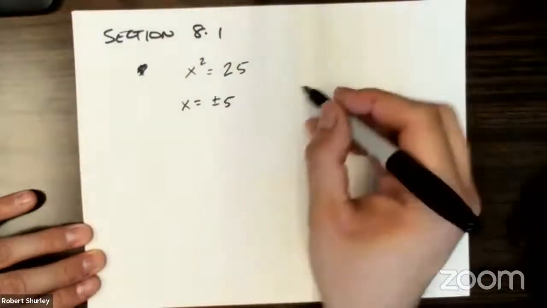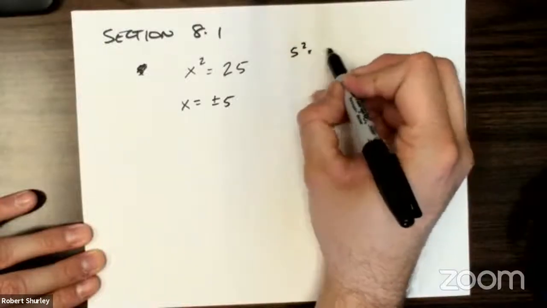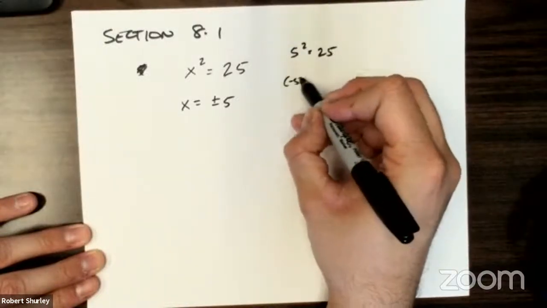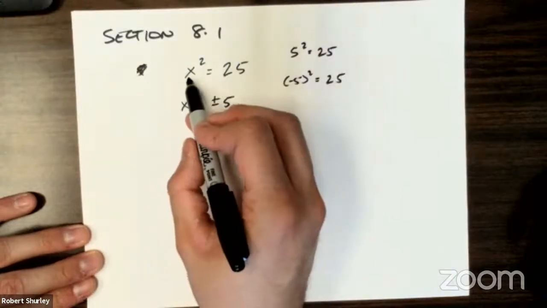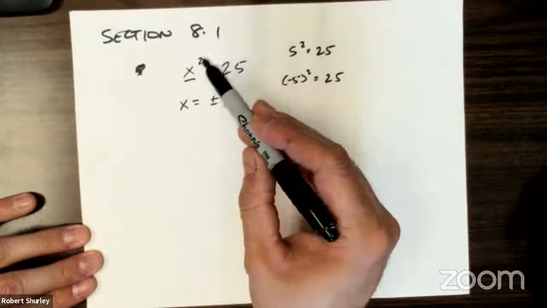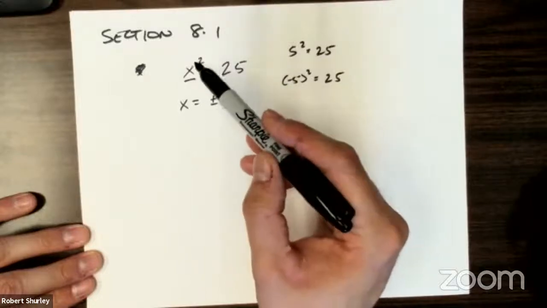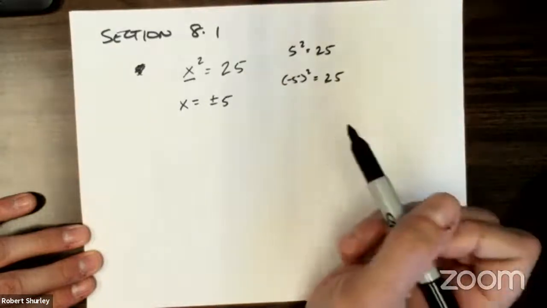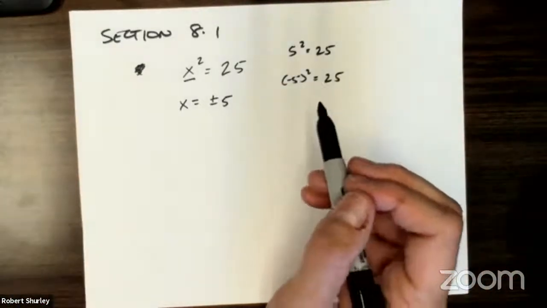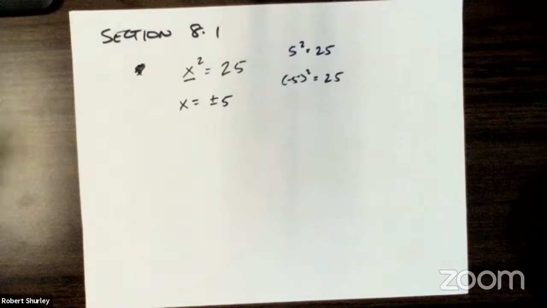The reason is, if you square 5, of course you'll get 25. But also if you square negative 5, you would also get a positive 25. So there turns out to be two solutions for this equation because of the positive and negative. When I teach this, my tip is, when you take a square root of both sides, do not forget the plus or minus.